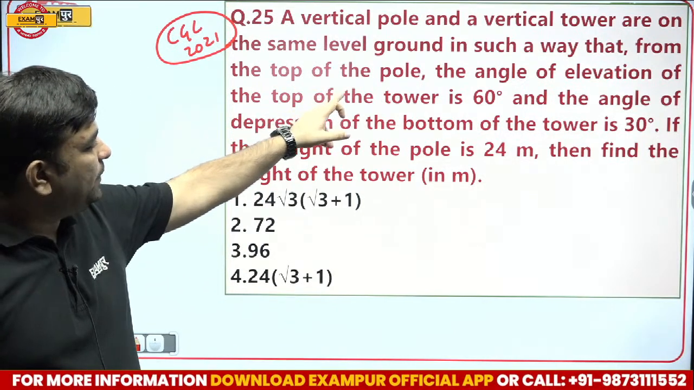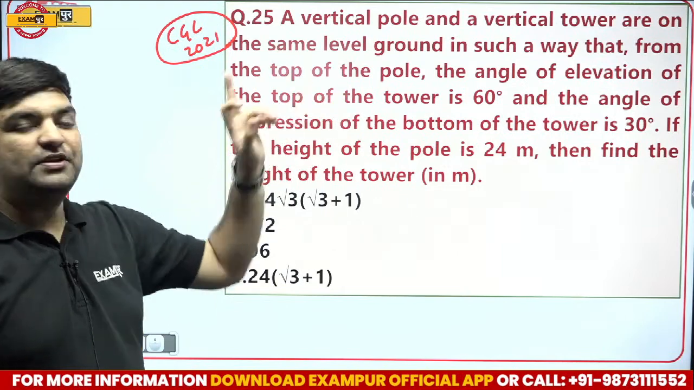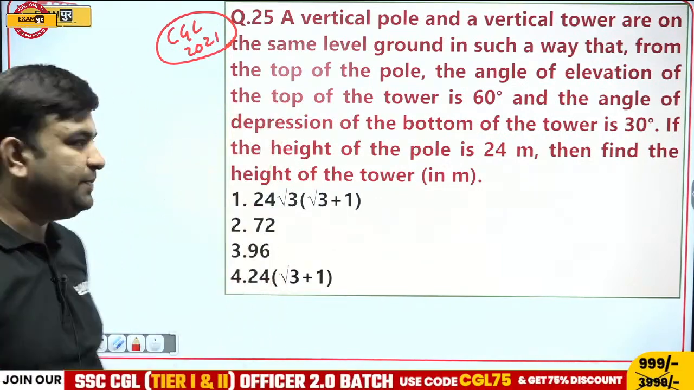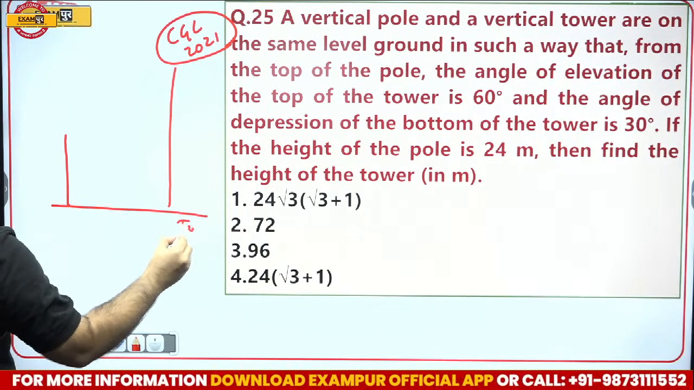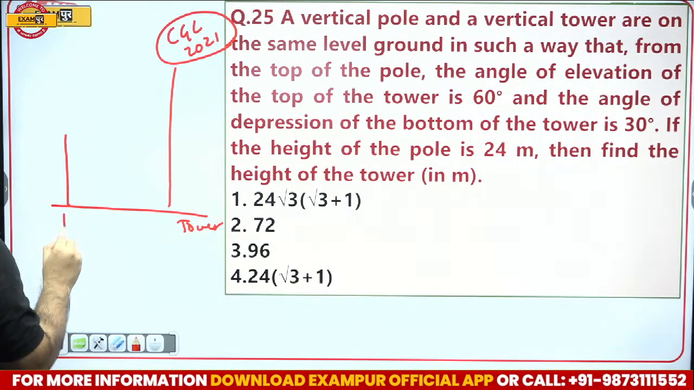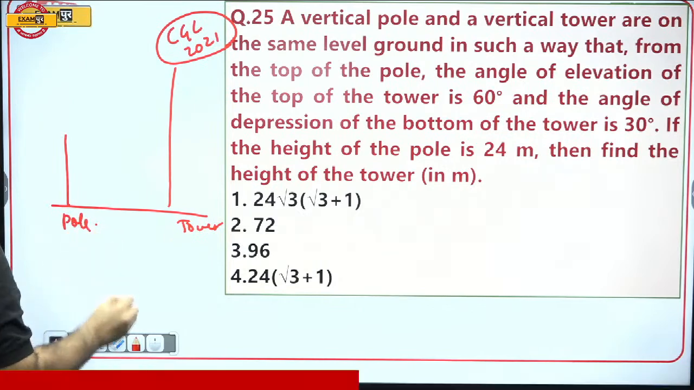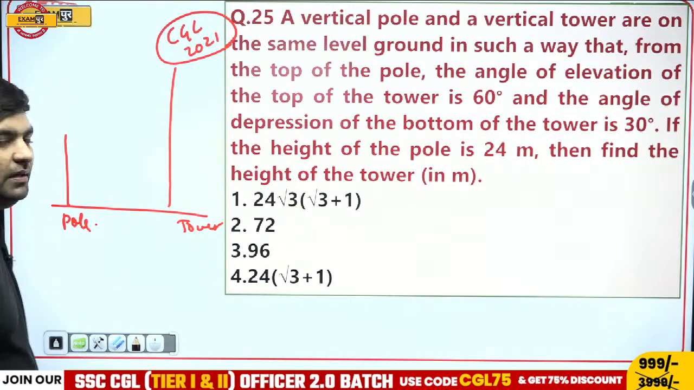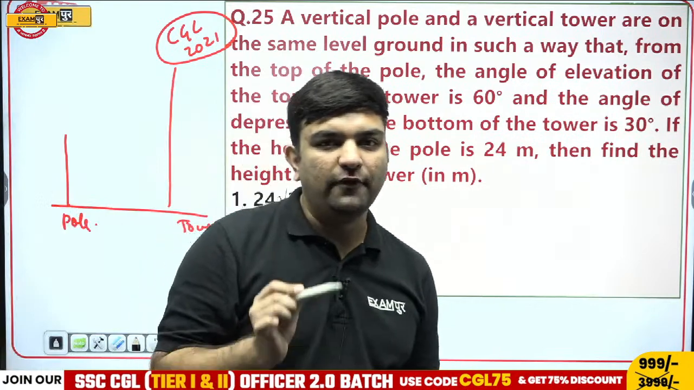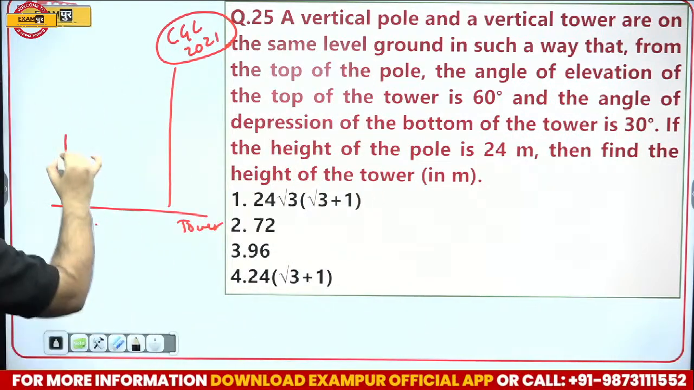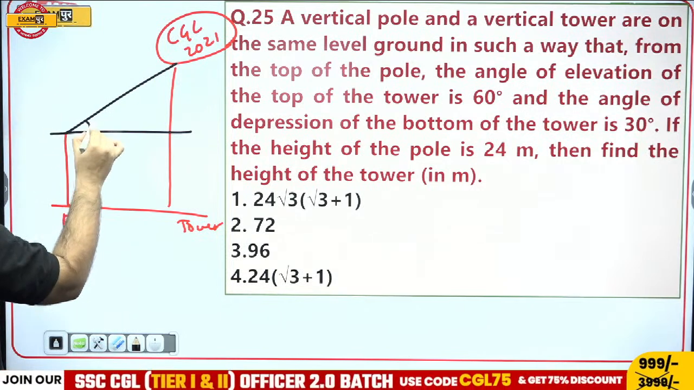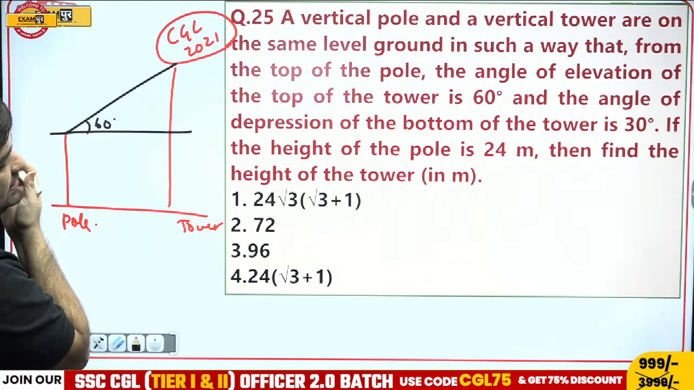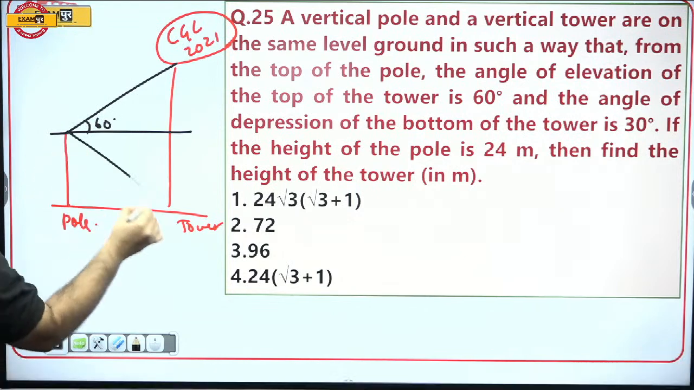From the top of the pole, the angle of elevation of the tower. So the tower is bigger, because to see the top of the tower you have to make an angle of elevation. So the angle of elevation is 60, and the angle of depression to the tower is 30.